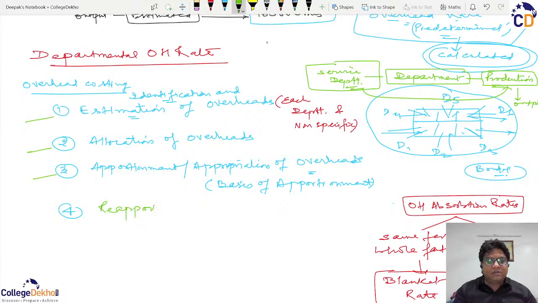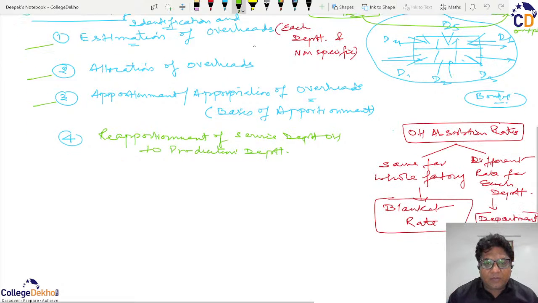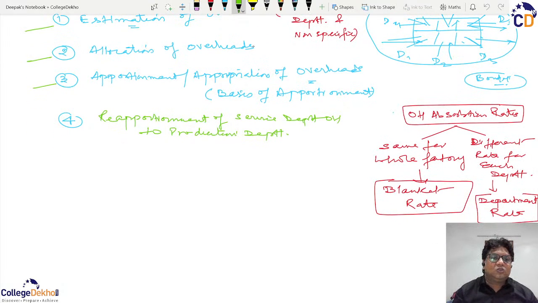That is why I'm writing it in a special color. We use the word reapportionment of service department overheads to production departments. And that is done on the basis of how much services are used by each production department of such department. So by these four steps, we now have the total overheads which were specific to a particular department and which were generalized for the whole factory.